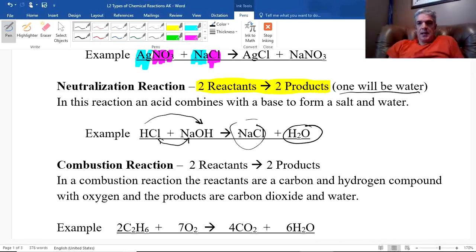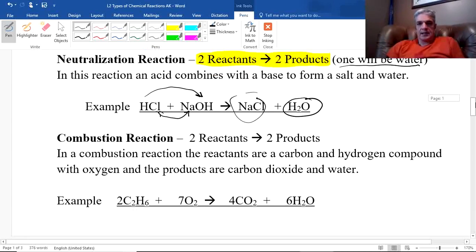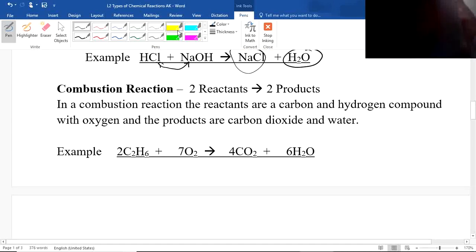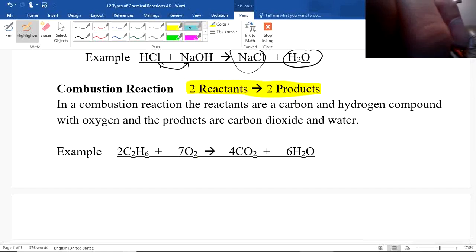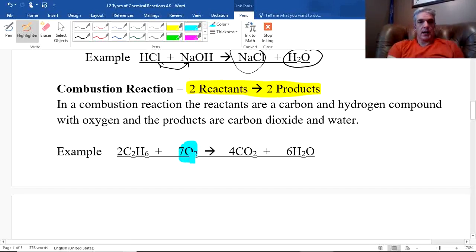And the last type of reaction that we like to look at is what's referred to as a combustion reaction. These are sometimes our most fun reactions. Combustion reactions have two reactants and two products. Now, the cool thing here is that one of the reactants will always be oxygen, okay? You cannot have one of these reactions without oxygen, and you will always make carbon dioxide.